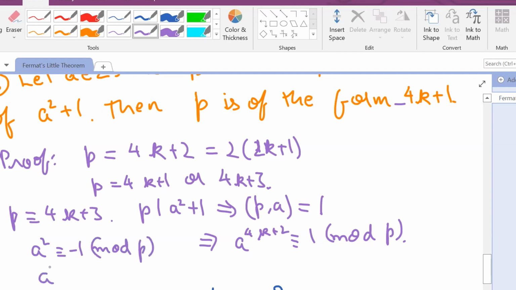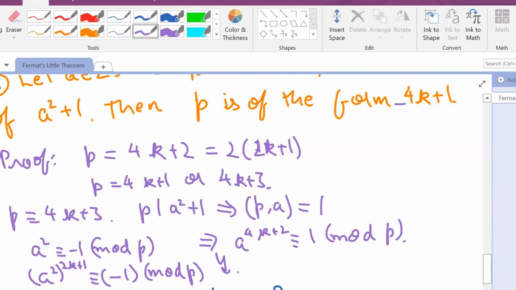So if we raise a square to the power of 2k plus 1, which is an odd power, what would happen on the right hand side? We're raising minus 1 to the same power, right? Would it be minus 1 or plus 1? It has to be one of the two. Minus 1, right? Minus 1 mod p. But then, isn't this essentially just a to the 4k plus 2? So this number is both congruent to 1 mod p and congruent to minus 1 mod p, which is a contradiction. Since it is not possible, it follows that p has to be of the form 4k plus 1.